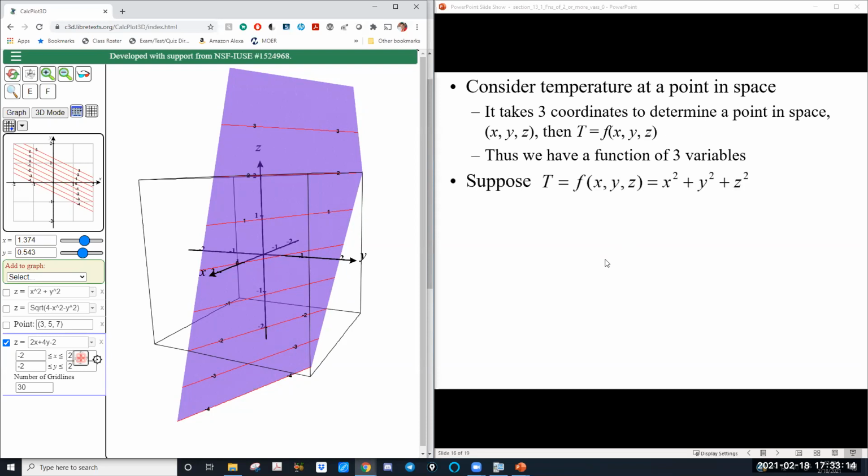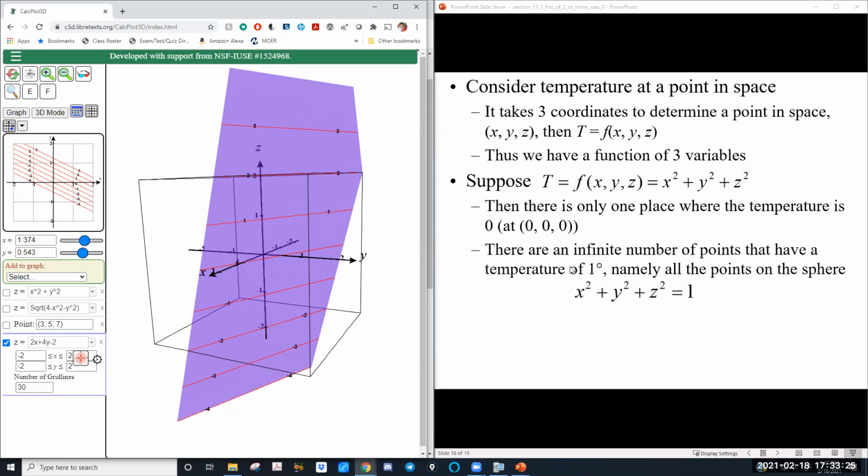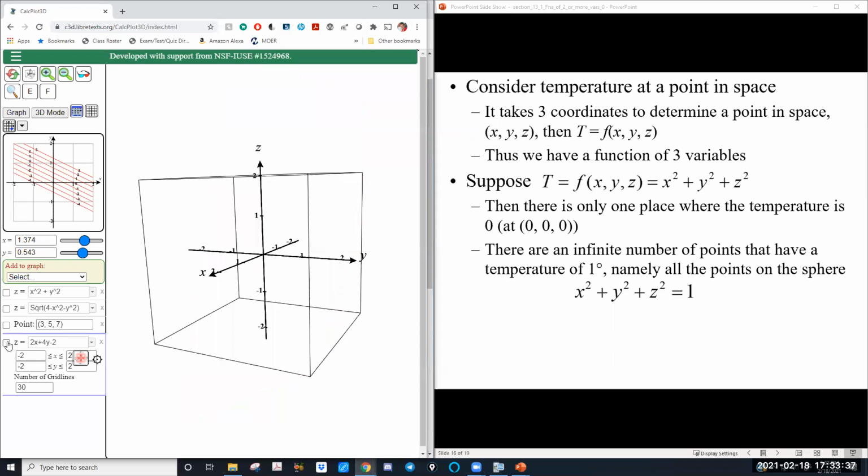So in this case, we can't plot this as a function. We have too many variables, too many dimensions. But if we think about all the places where the temperature is 1 degree, what that creates is a sphere of radius 1. That becomes something we can plot.